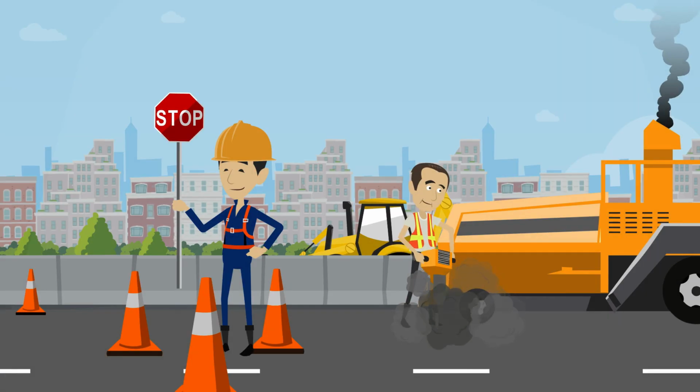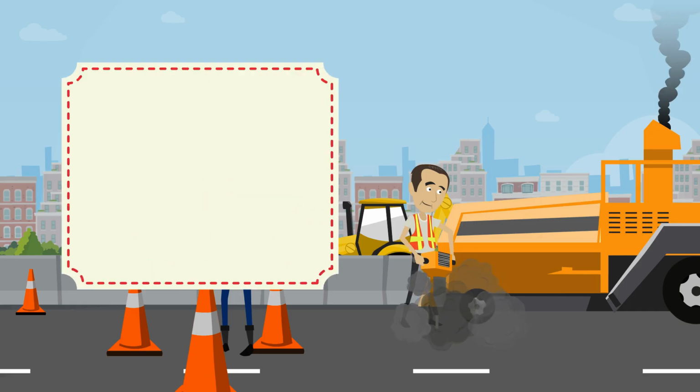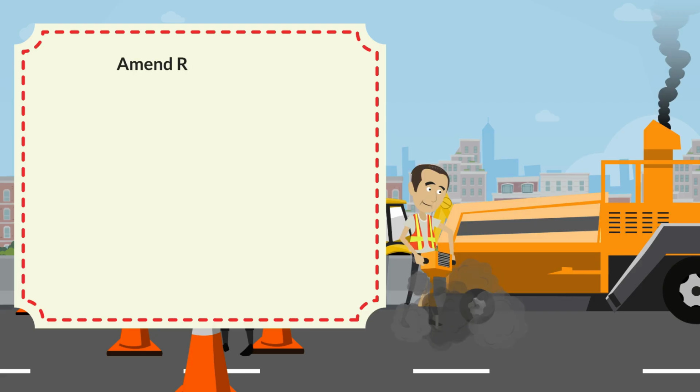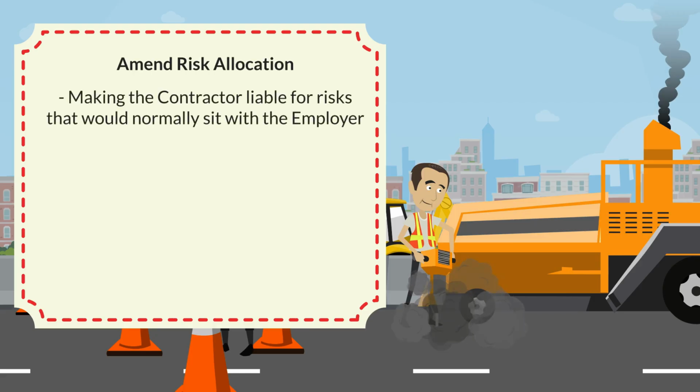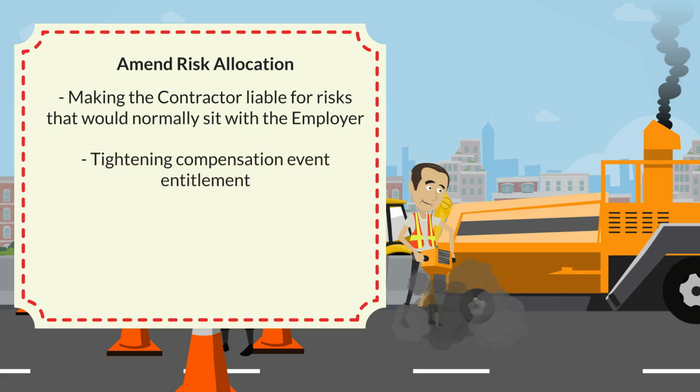Clients often use Z clauses to shift or clarify risk beyond the standard NEC position. While NEC promotes shared risk management, many clients prefer more traditional risk transfer approaches. Typical examples include making the contractor liable for risks that would normally sit with the employer, tightening compensation event entitlement, or introducing additional design liability.